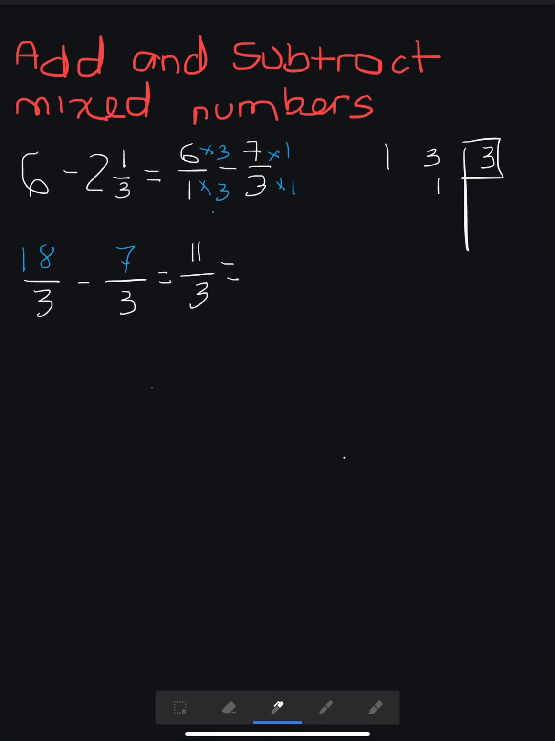3 in 11 fits, 3 times 3 is 9, fits 3 times. From 9 to 11, we have 2 left, and the denominator is 3. And that's it. We finish.